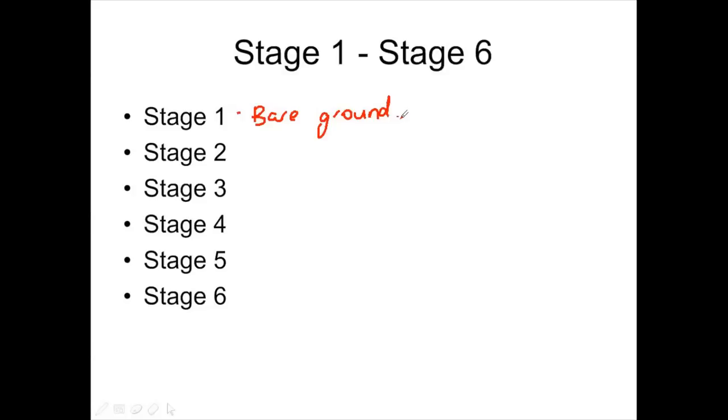Secondary succession would be after a fire, after a tsunami, after a flood, after a big storm, or after farmland or logging has occurred. All of those would be an example of secondary succession, and it'll be stage 1 because there's no living vegetation there anymore.